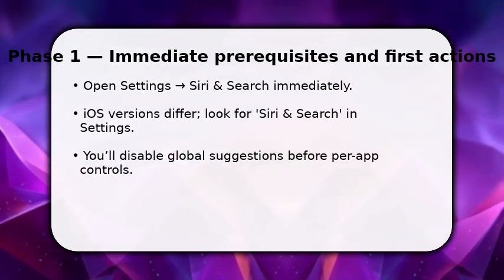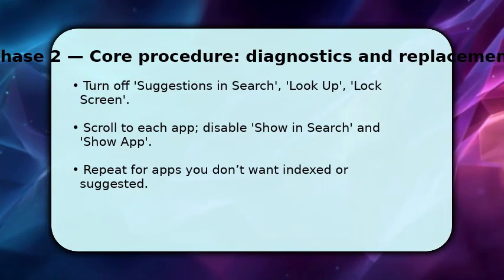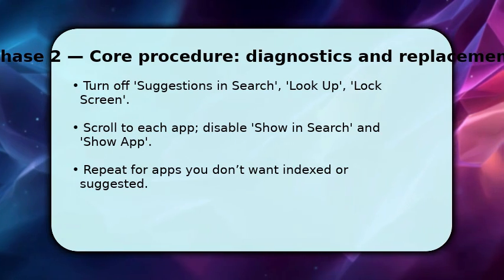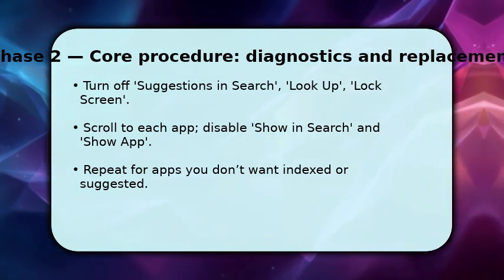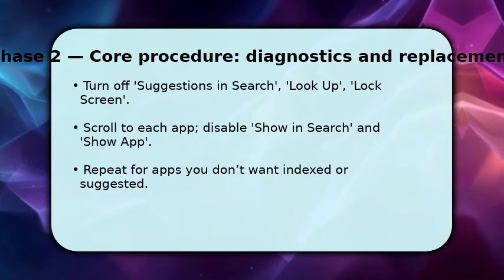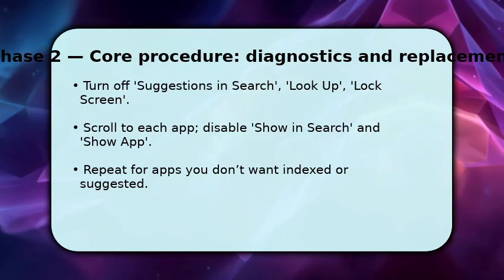Then, move on. The next step is to stop apps from appearing in Spotlight. Once done with the global toggles, scroll down the Siri and Search screen to the app list. This is the critical middle step. For each app you don't want showing up, tap it and flip off Show in Search, Show App, and suggest shortcuts. This prevents Spotlight from indexing content or suggesting the app.